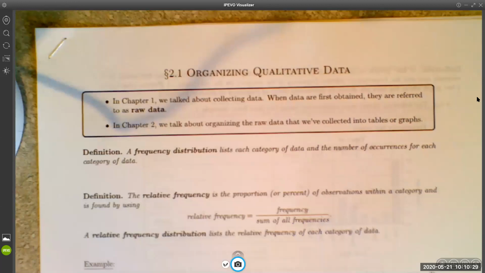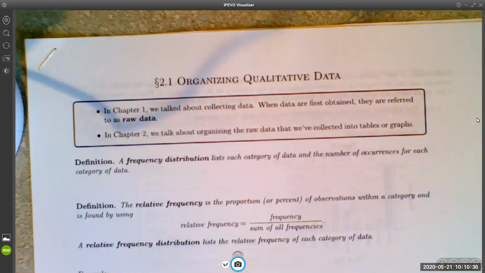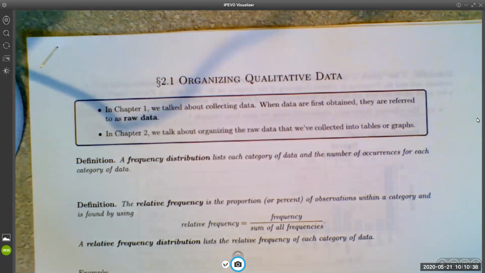When that data is first obtained, it's called raw data. This chapter is about organizing raw data that we've collected into tables or graphs. There are a whole bunch of different kinds of tables and graphs that we could talk about. We're just going to scratch the surface and talk about the most important ones, the ones that will come up over and over and over again. So in 2.1, we're going to talk about organizing qualitative data. And then in 2.2, we'll talk about organizing quantitative data.